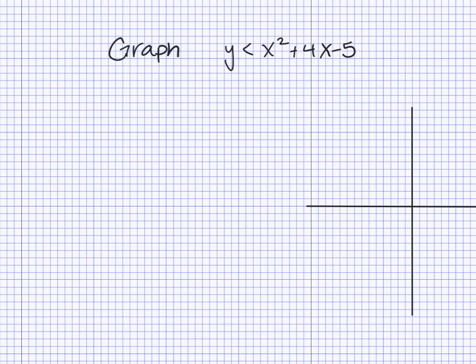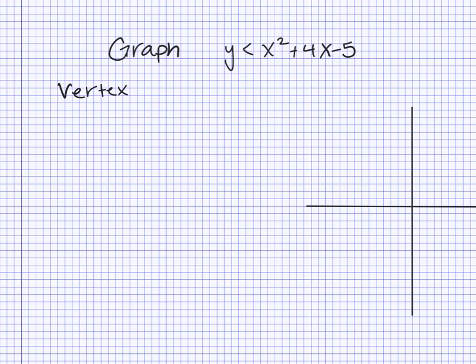So I have an example here to start us off, and it asks us to graph y is less than x squared plus 4x minus 5. The first thing that you always want to do when you're graphing a quadratic inequality is to find the vertex. I think that's the most important point that you can find. It helps us center our graph and know where else we should be looking for points.